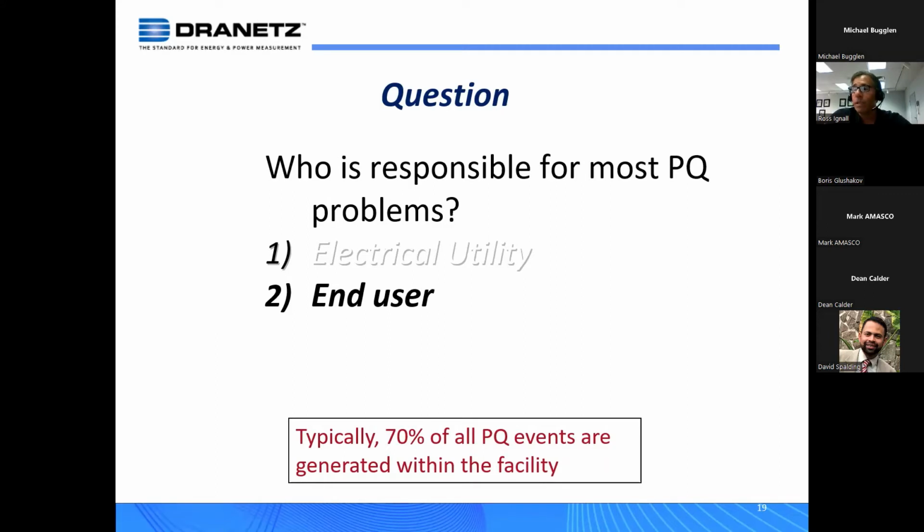So utilities work with end users in varying capacities once they understand where the source of the problem is. But this is something that either you, as an end user, have to resolve yourself, or sometimes your utility will give you assistance in resolving problems that are originating within your facility.